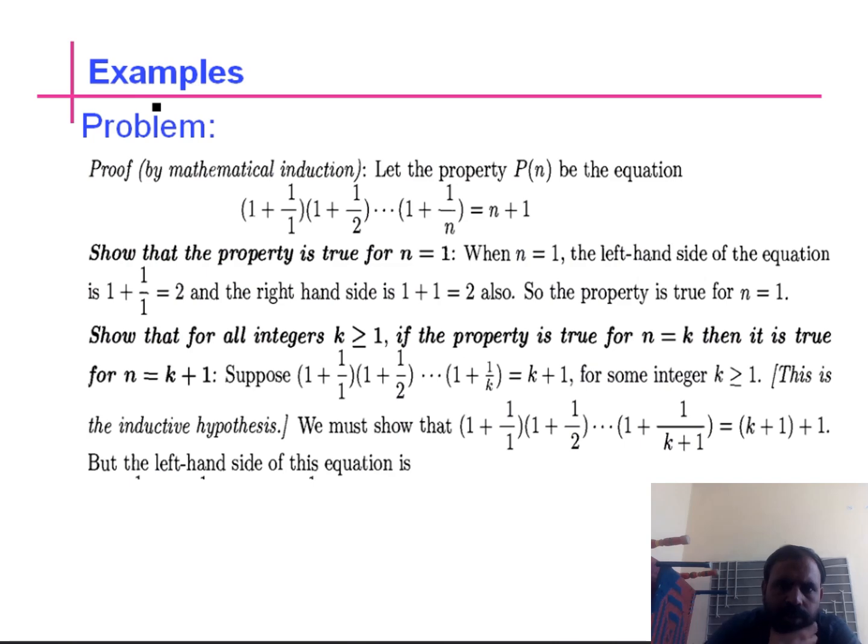There is also another example of proof by mathematical induction. Let the property P of n be the equation: 1 plus 1 by 1, times 1 plus 1 by 2, and so on up to 1 plus 1 by n, is equal to n plus 1. Show that the property is true for n equals 1. When n is equal to 1, the left hand side of the equation is 1 plus 1 by 1, which is equal to 2, and the right hand side is 1 plus 1, which is also equal to 2. So the property is true for n equals 1.